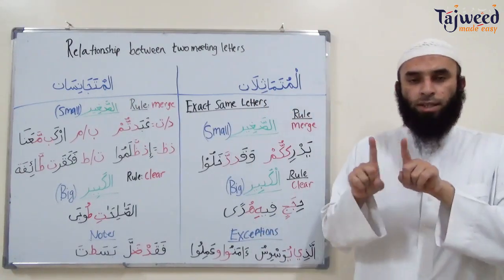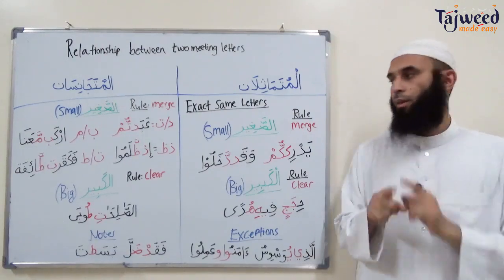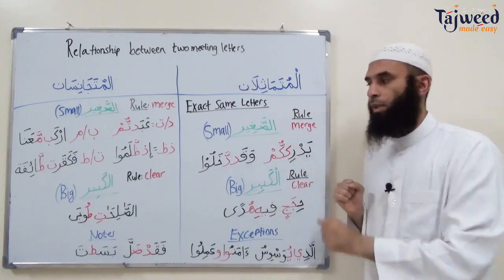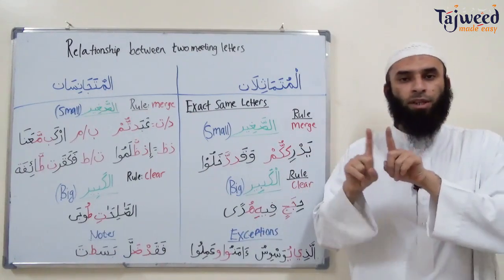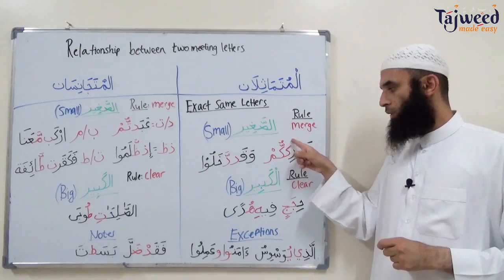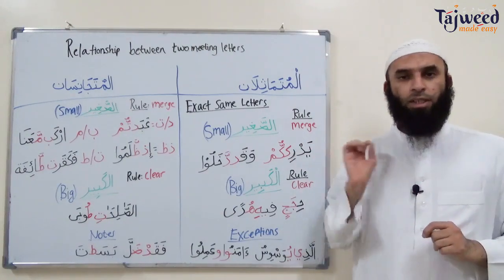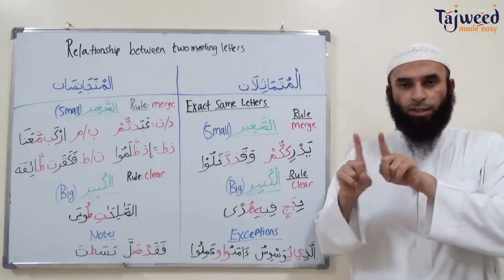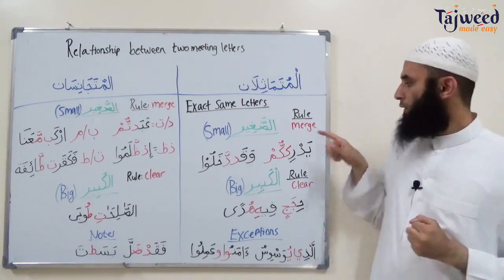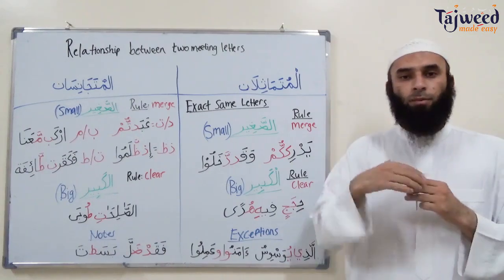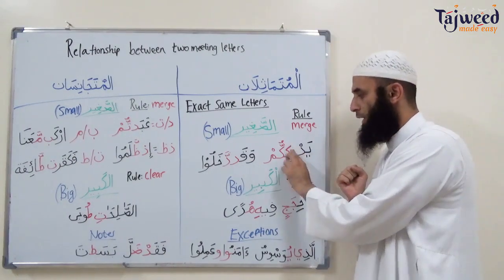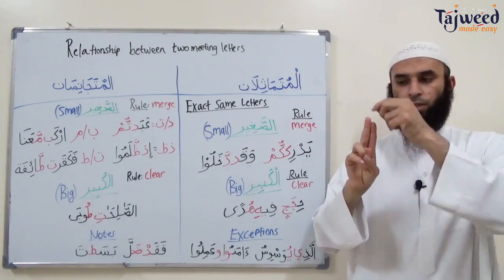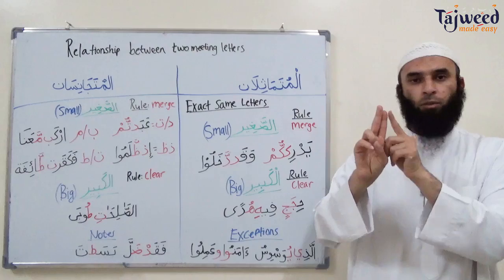Al-mutamathilan, we said the exact same letters next to each other. So there are two scenarios. It can be as-saghir and al-kabir. As-saghir just means the two letters which are next to each other, the first one has a sukoon, meaning non-vowel, no fatha, kasra, dhamma. And the second letter would have a fatha, kasra, dhamma. So what's the rule on this? The rule is merging, idgham. So you have to merge the first letter onto the second letter. The first letter has a sukoon, the second letter has fatha, kasra, dhamma, so the first letter would merge onto the second one.